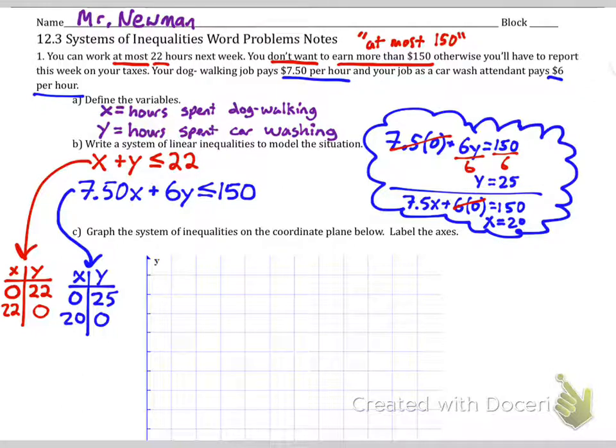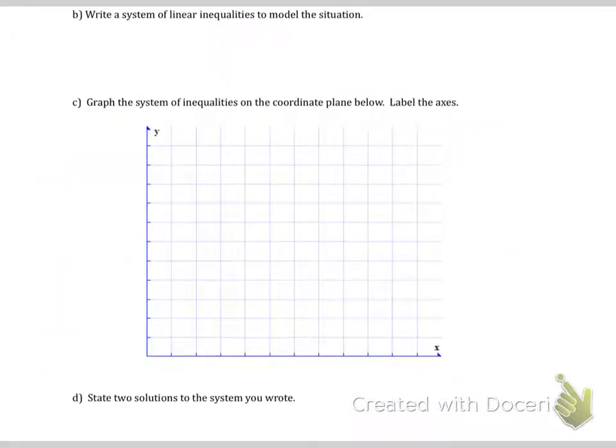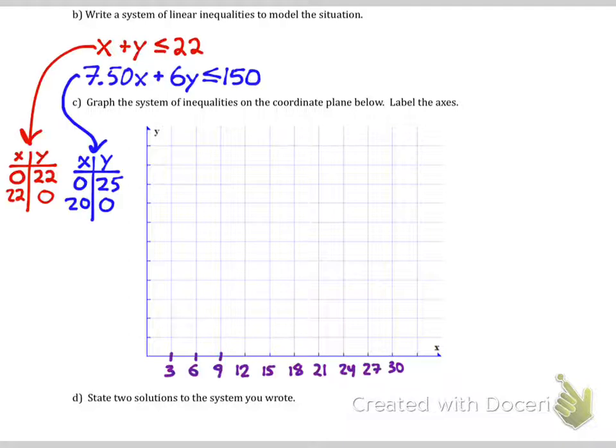So x is 20. So you see how we made a table of values just like before, but instead of plugging in random numbers, you plug in 0 for x, find y, and then 0 for y, and find x. That is, in my opinion, the easiest way to find points when you're given standard form inequalities like the ones above.